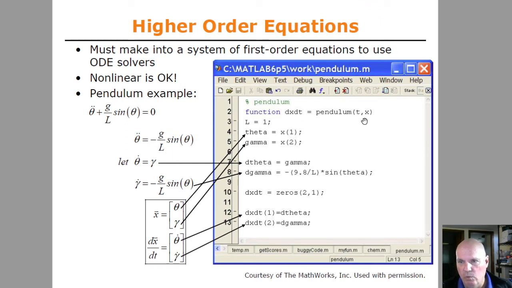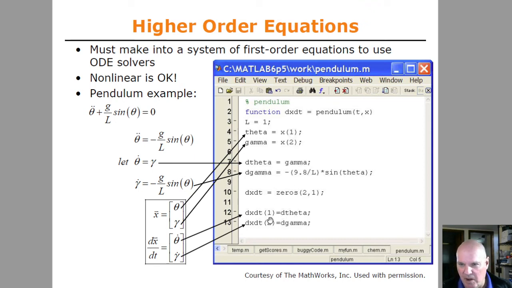So our solution vector will now consist of two elements, theta and gamma. When that's passed in along with the time variable, again, the differential equation here doesn't depend on time, we have to return a two-element derivative vector. So what's passed in here, the first element is theta, the second element is gamma. We see that the derivative of theta, the first element, is just gamma.